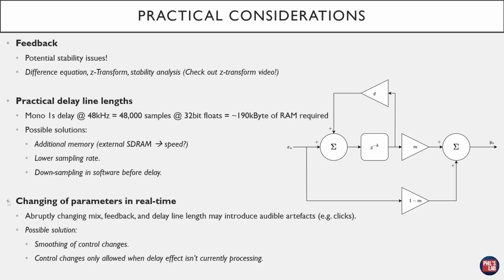Another practical consideration is changing of parameters in real time. For example, abruptly changing the mix, feedback, and delay line lengths may introduce audible artifacts, that could be clicking or distortion, into our audio signal, which is something we really don't want. Of course, the mix, feedback, and delay line lengths might be directly or indirectly mapped to controls that the user can change. For example, in the DC electronic flashback case, these were mapped to potentiometers. So possible solutions to that, we could smooth the control changes, so pass them, for example, through a low-pass filter, or, for example, control changes might only be allowed when the delay effect isn't currently processing.